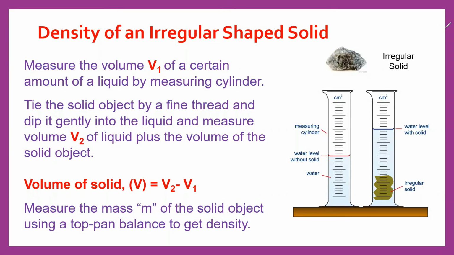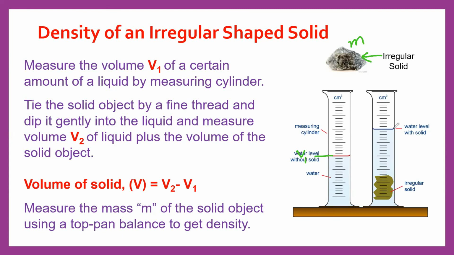To calculate the density of irregular object, first of all, we need to calculate the mass of that object with the help of the top pan balance. After that, we take a measuring cylinder and we insert some amount of liquid in it and mark volume V1. After that, we tie the solid object by a fine thread and dip it gently into the liquid and measure the volume V2 of the liquid plus the volume of the solid object.